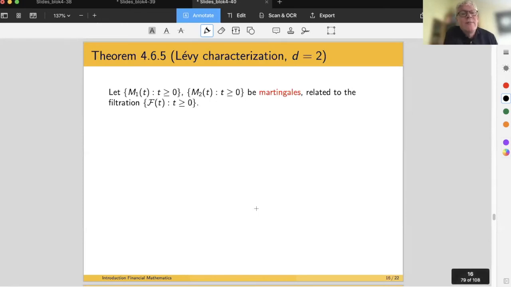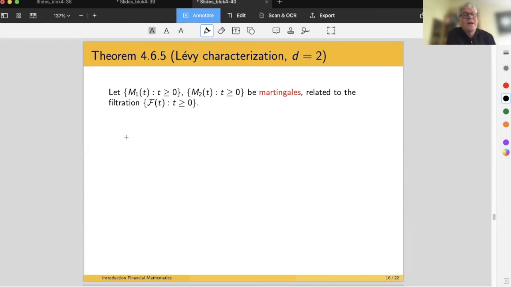All right, theorem 4.6.5 is a generalization to 2 dimensions. So that's the Levy characterization of Brownian motion in 2 dimensions. The generalization goes very similar to all the proofs we have seen in the 1D case. Still, it's interesting because it gives us an interesting result in the end. And also, as you can imagine, we will use a multidimensional Ito-Doeblin formula. It is important and interesting to see how that goes.